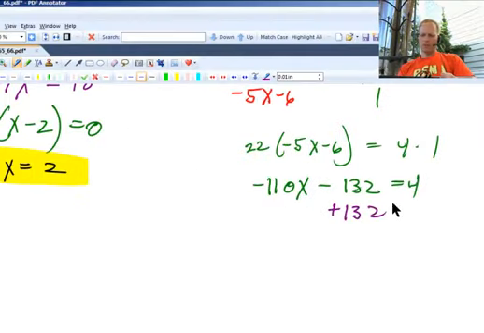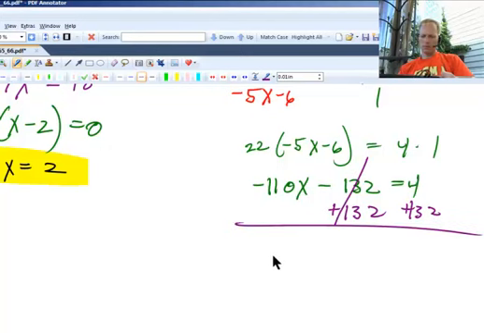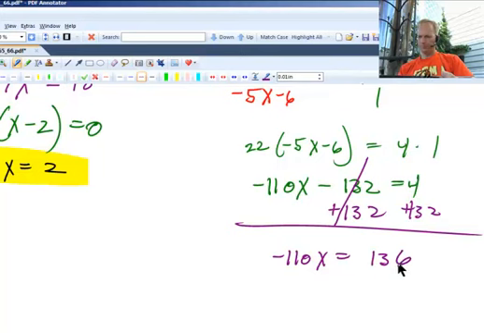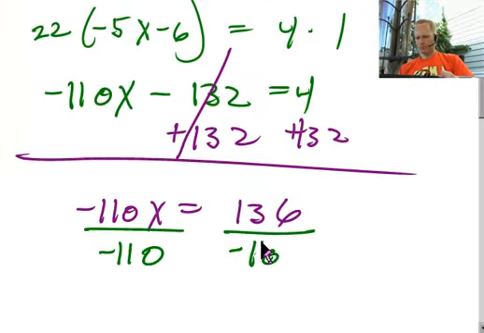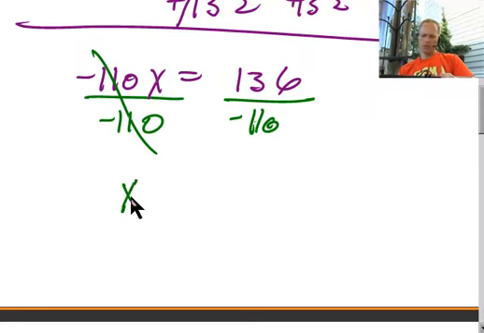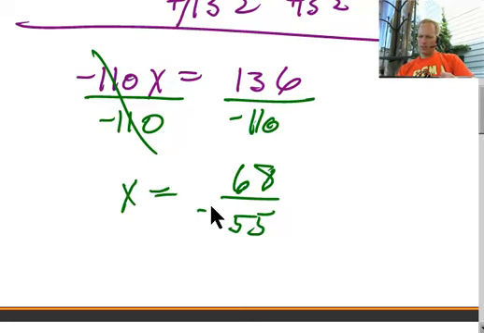So then I just add 132 and divide by negative 110. And I get my solution, which I can reduce. Let me see, I think that's going to reduce to 55. And this is going to reduce to 68.